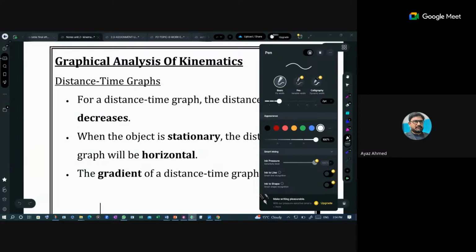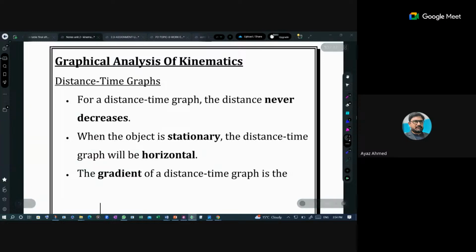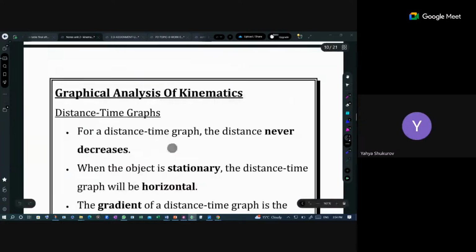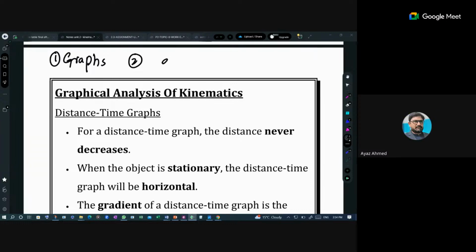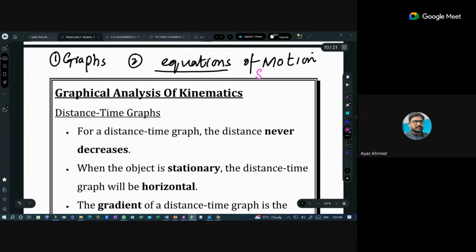There are two aspects of solving a kinematics problem. One of them is graphs, right? And the second technique is the equations of motion, right? In your A levels you have to deal with these as well. Equations of motion are usually named SUVAT. Maybe someone has talked about these equations with you.